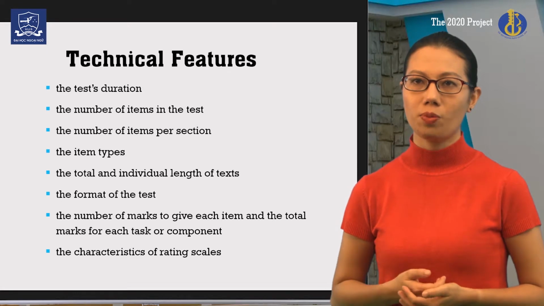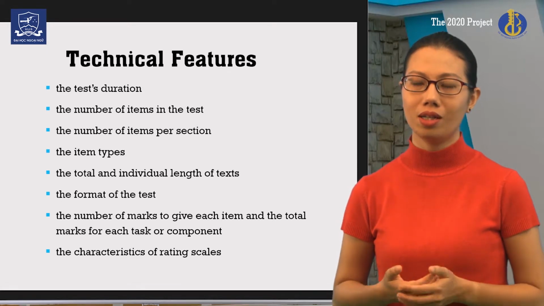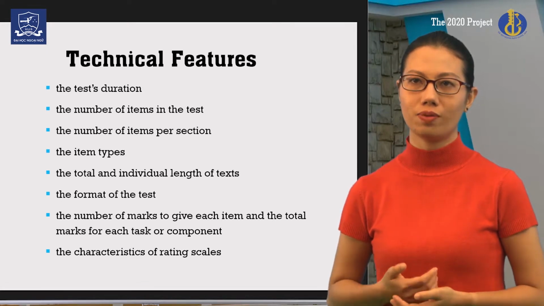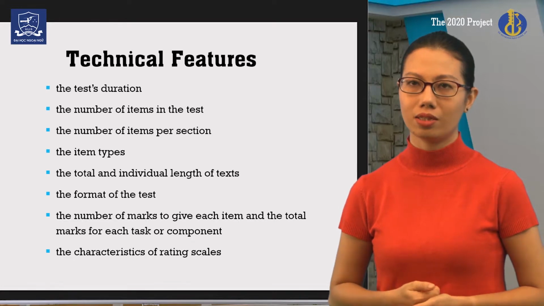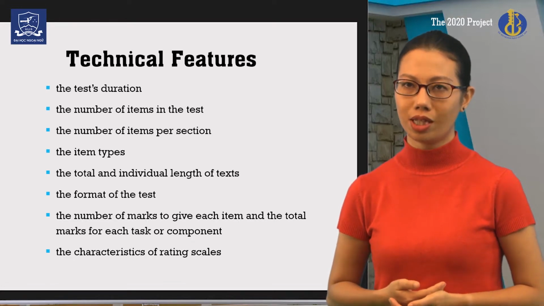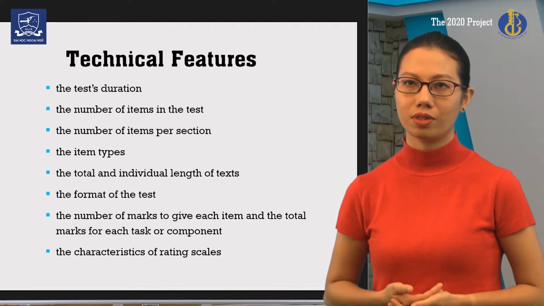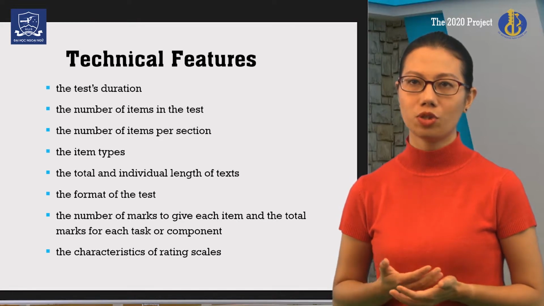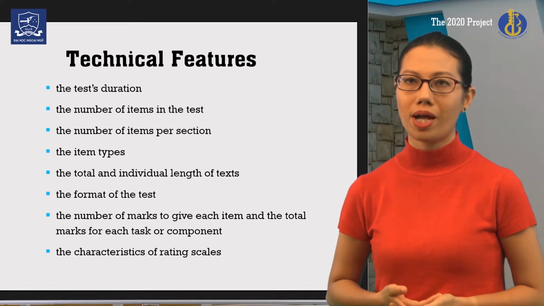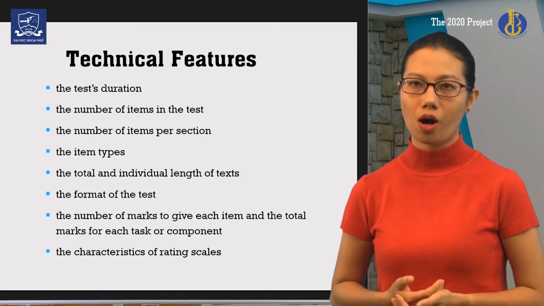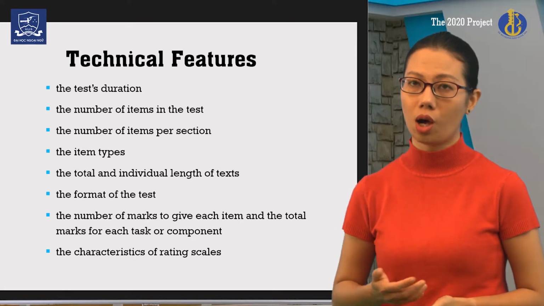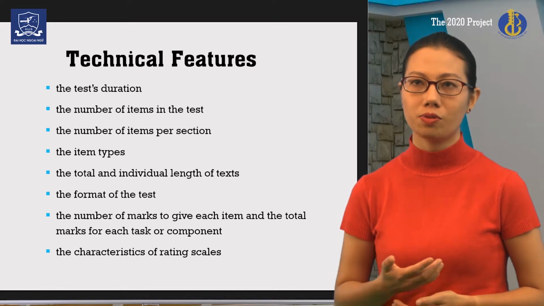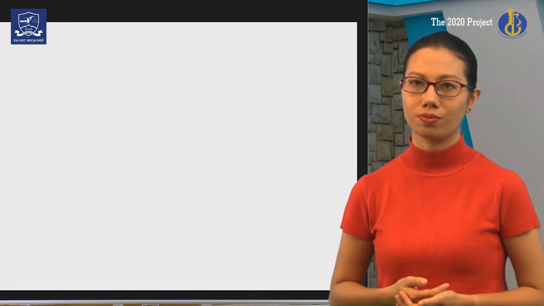The test developer also needs to determine a number of technical features of the test, including the test duration, number of items in the test, the number of items per session, the item types, the total and individual length of test, the format of the test, the number of marks to give each item, and the total marks for each task or component. The characteristics of rating scales.